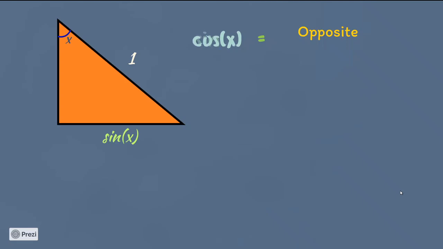Then what about cos of x? Cos of x is the adjacent side, this side, divided by hypotenuse. So hypotenuse is 1. So in this triangle, cos x is equal to the adjacent side. So this side is cos of x. Now remember, this is only possible when the hypotenuse is 1. 1 unit, 1 meter or 1 centimeter, 1 kilometer, whatever, 1 unit.